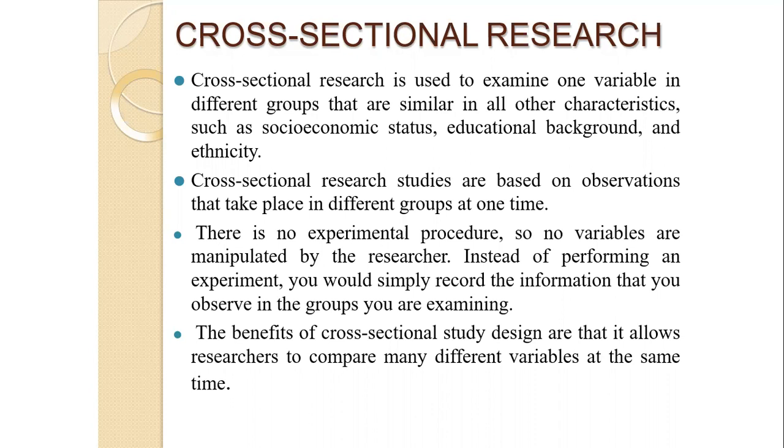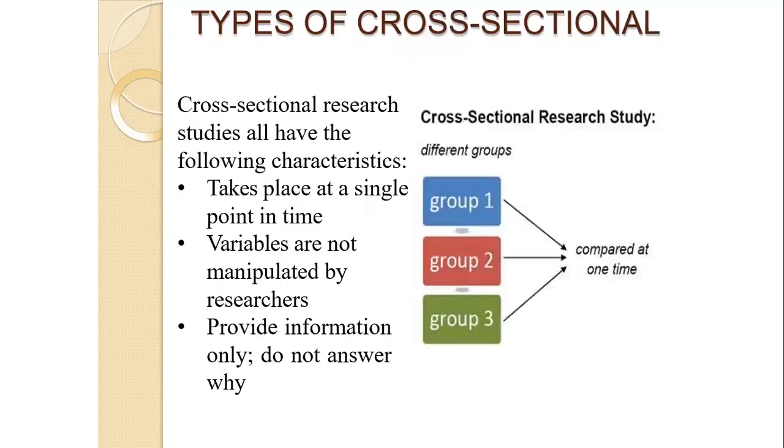So the benefit of cross-sectional study design is that it allows researchers to compare many different variables at the same time. That can be done. So if you look at the types of cross-sectional, all have the following characteristics: they take place at a single point of time for all the groups, group 1, group 2, group 3, whichever, and all are compared at one time. Variables are not manipulated by researchers; they are going to remain the same. The value will be the same. They provide information only and do not answer why this has happened. So this is the information, but why this has happened, there will be no answer over there.